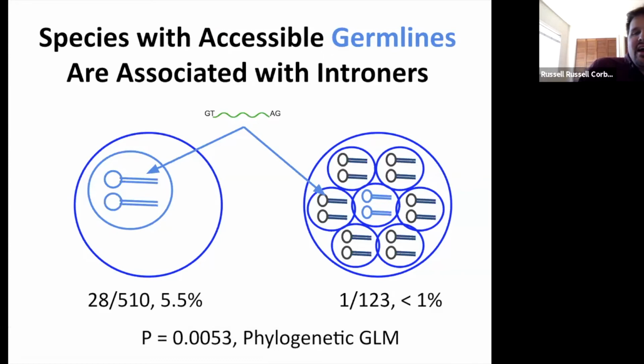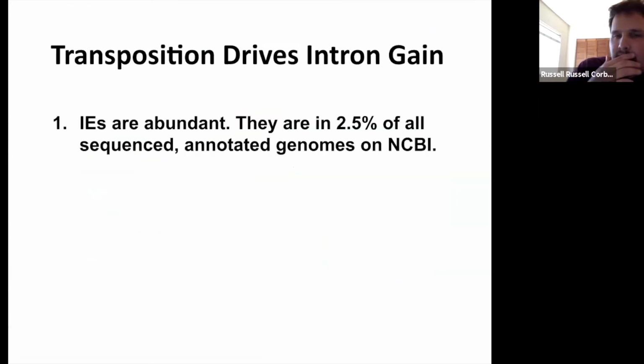And I cannot at this point really prove that it's something to do with the accessibility of the germline. But I think it's a really tantalizing hypothesis, and it's something that we're excited to keep working on going forward here. Okay, so to summarize this section before we move on, transposition is clearly driving intron gain.